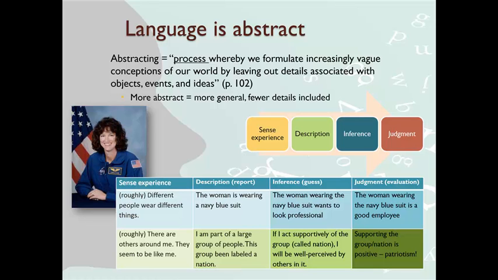We describe what we're seeing, what we're experiencing, so this is reporting it. The woman's wearing a blue suit. We then make a guess as to what that means, right? So the woman's wearing the suit in order to look professional, and we pass this judgment that says the woman wearing the navy blue suit is a good employee, right? Because she's trying to be professional. So that's a very, very abstract concept from the very specific, this is what this person looks like.